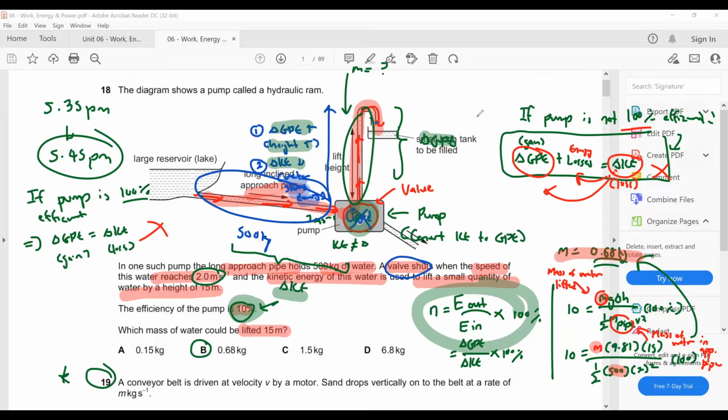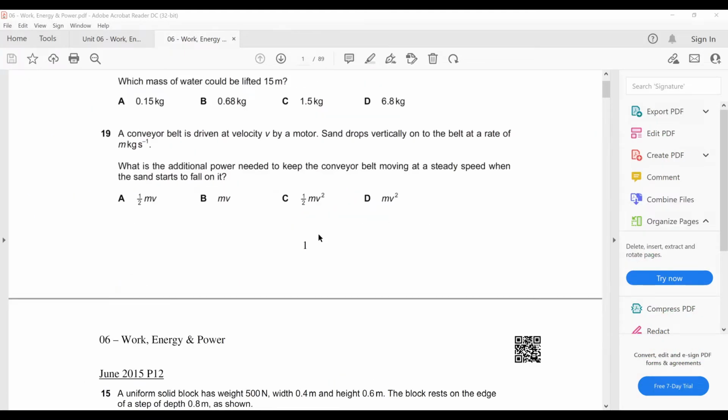This is question 19 on the same page. All right. Now you have a conveyor belt that is driven at velocity V by a motor. Sand drops vertically on the belt at the rate of m kg per second. What is the additional power needed to keep the conveyor belt moving at a steady speed when sand starts to fall on it?